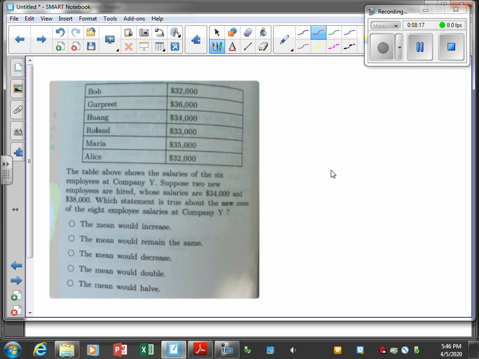Okay. The table shows salaries of 6 employees. Suppose 2 new employees are hired and their salaries are $34,000 and $38,000. Which statement is true about the new mean? Mean is the average, so you have to add them all up and divide by the total number of the 8 employees' salaries. So the first thing we have to do is calculate the original mean, which means add all those up.